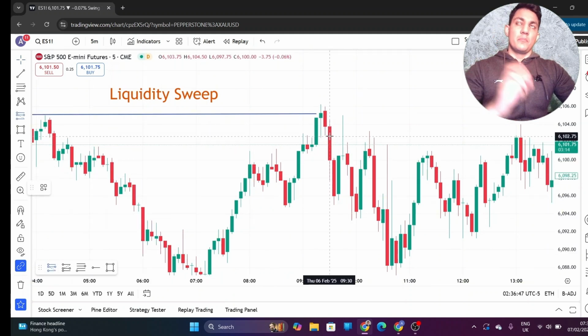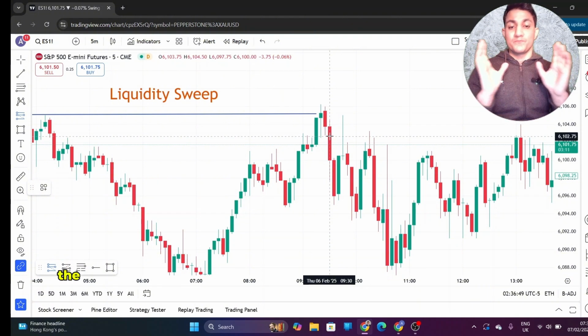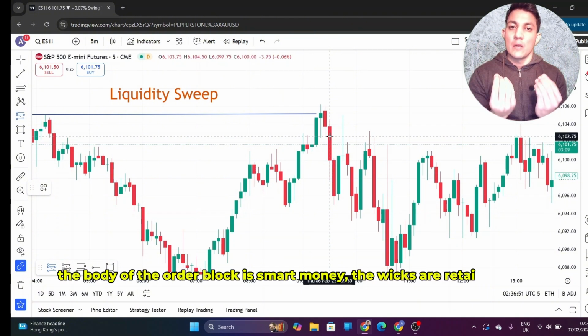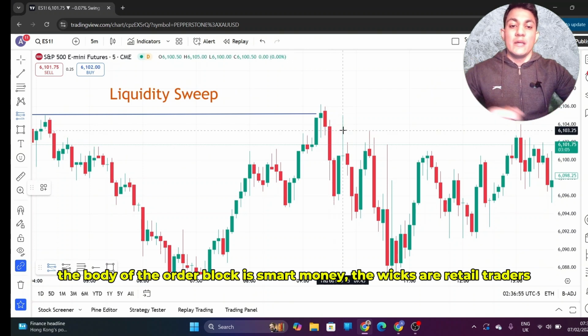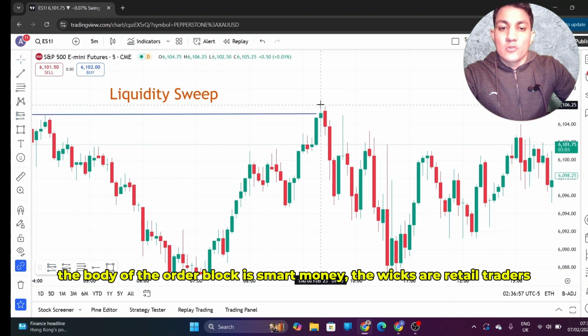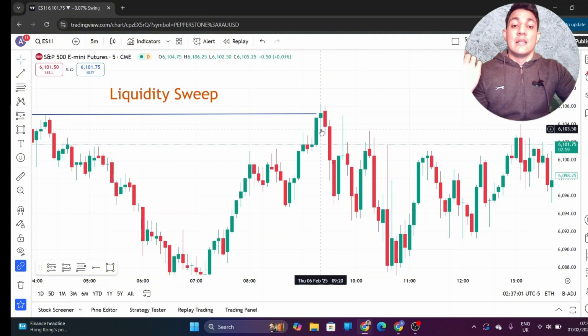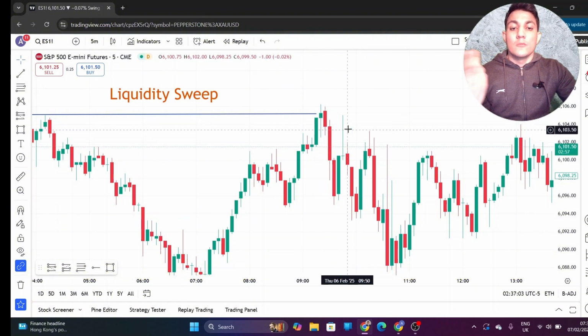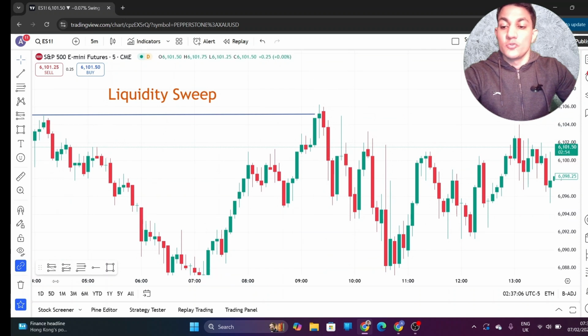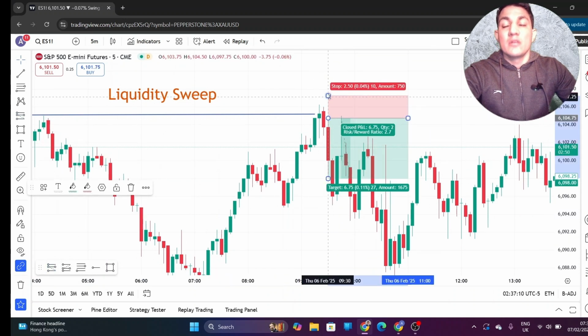Now, this is really important. This is something for your notes. The body of the order block is smart money that has billions and billions of dollars. The wicks, see how it pokes up and down? That's retail, randomly buying and selling for no reason. The body, though, that is smart money. So there's essentially two things you can do with an order block. If you really wanted to, you can enter on the body of the order block. Now, I personally don't do this.